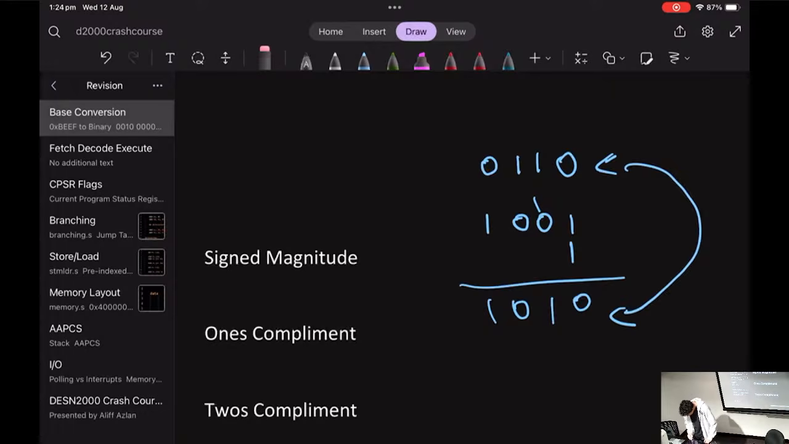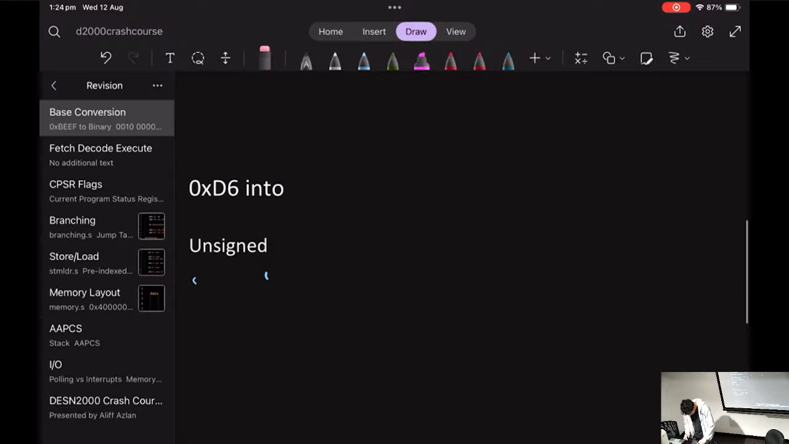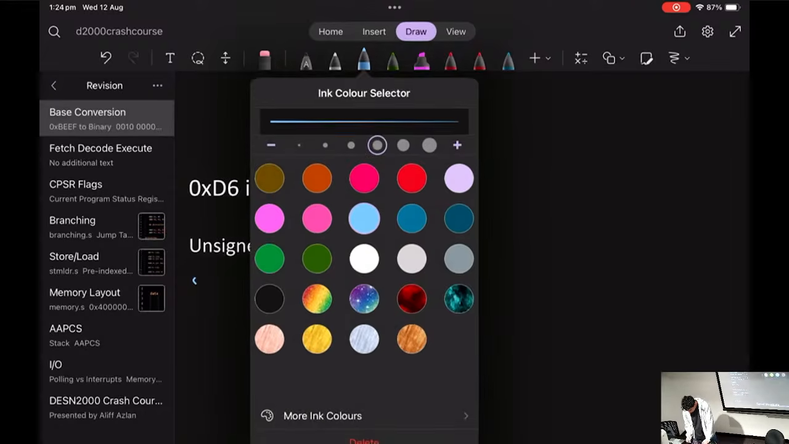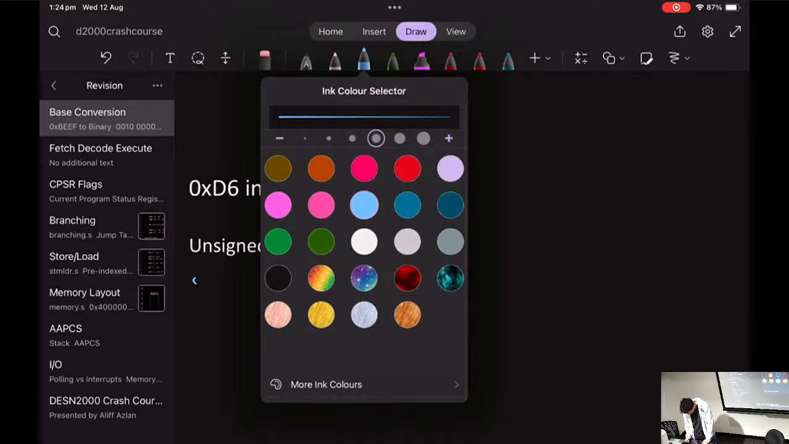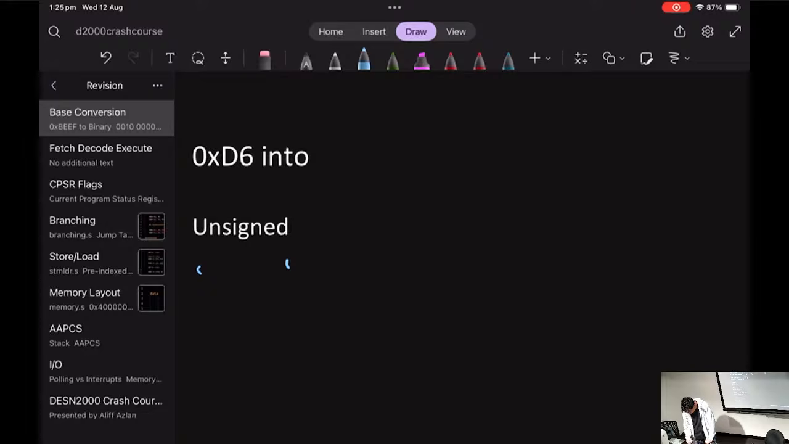All right. So let's do the example question, which is 0xd6. That's in hex. So our first task is to convert it into binary. Let's do the same thing we did before, which is we split it up. So we have D and we have 6. What's D in binary? Anyone want to guess?